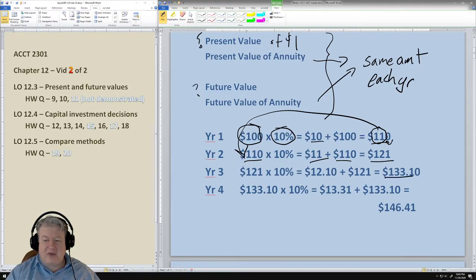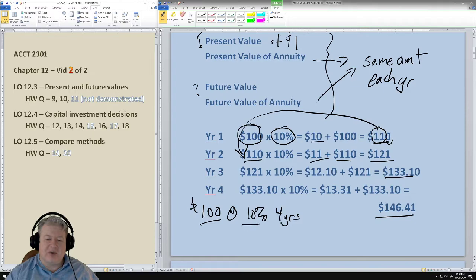So we have these four numbers where I can actually hand calculate how much I would have at the end of 4 years if I initially invested $100 at 10% for 4 years. Those are the numbers I need to know. What's the amount, what's the percentage rate, and what's the period? And I could say, well, it's $146.41.